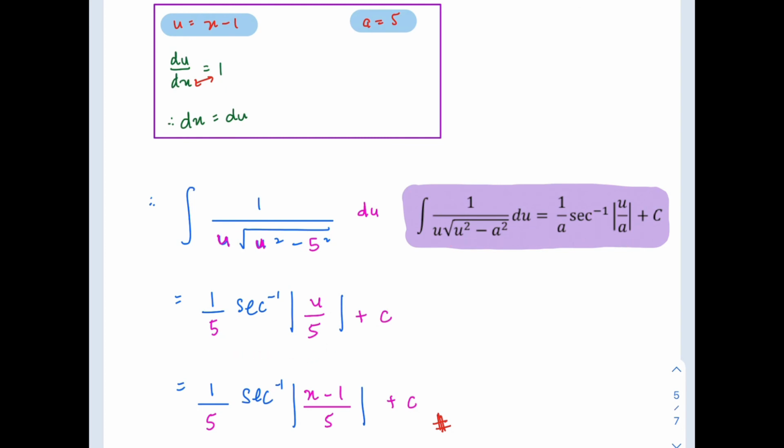And for our final step, let's just substitute our u here. So let's see, u is equal to x minus 1. So let's rewrite here. Our final answer will be 1 over 5 inverse secant modulus x minus 1 over 5 plus c. Therefore, that is our final answer.